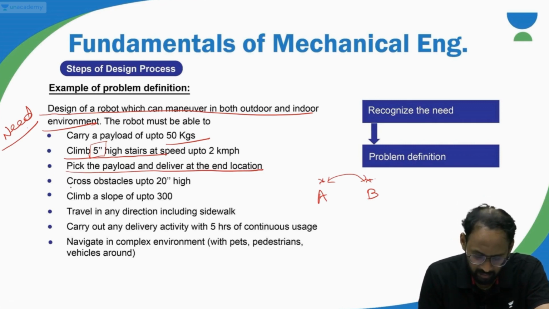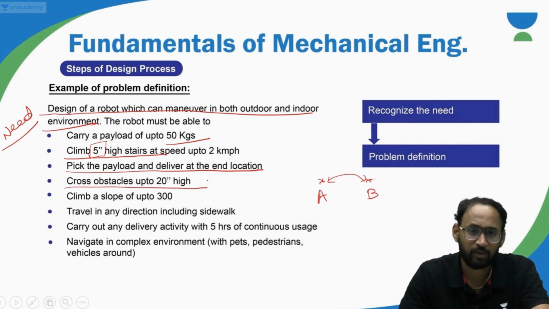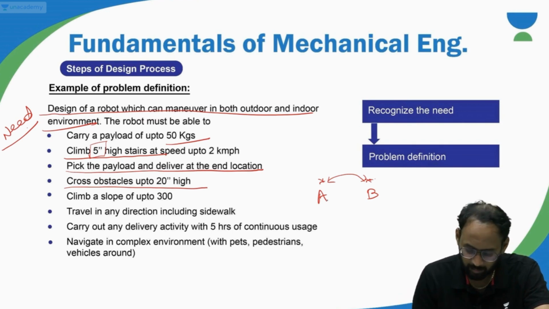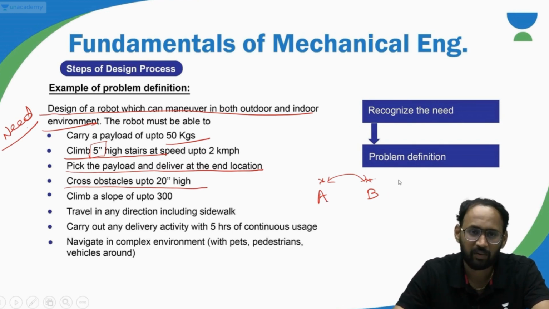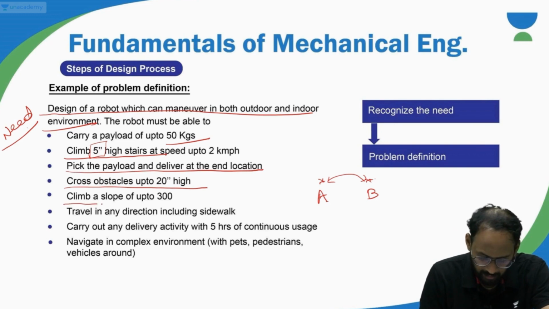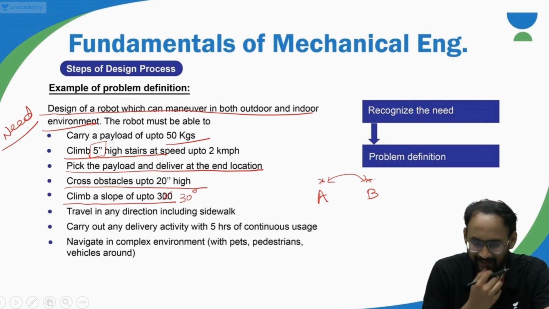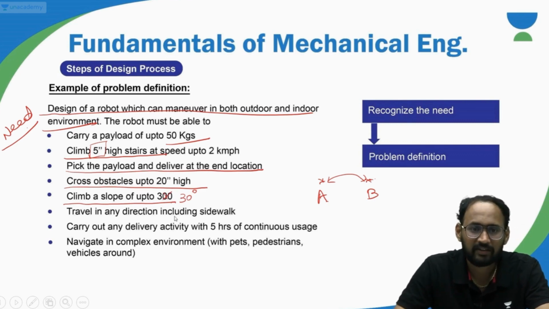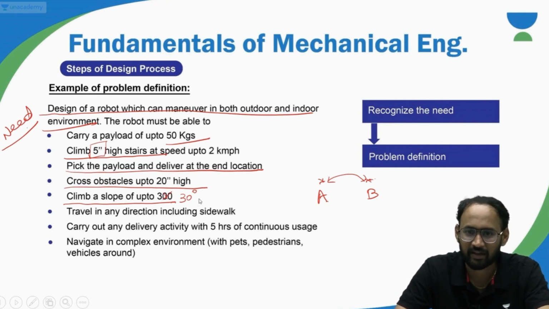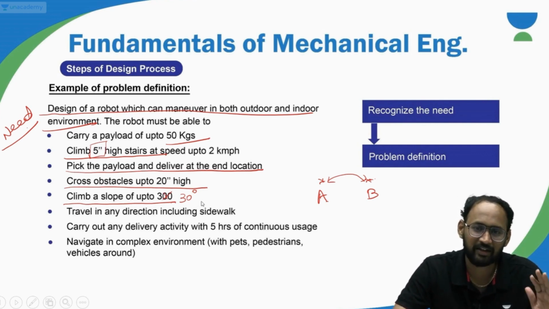Again, cross obstacles up to a certain height, because it will come across a lot of obstacles as it moves from point A to point B. Now this robot has to cross these obstacles and climb a slope of, say for example, 30 degrees, or whatever the slope angle is. So this is very clear in terms of how much angle the robot has to climb.